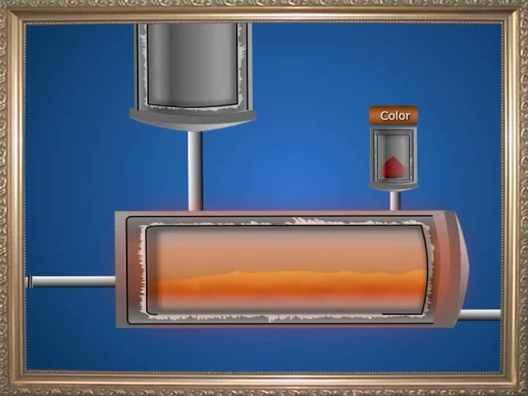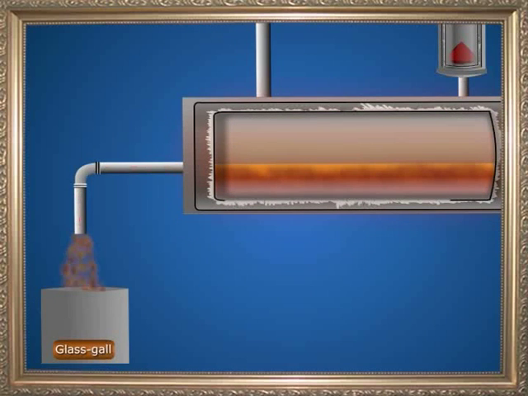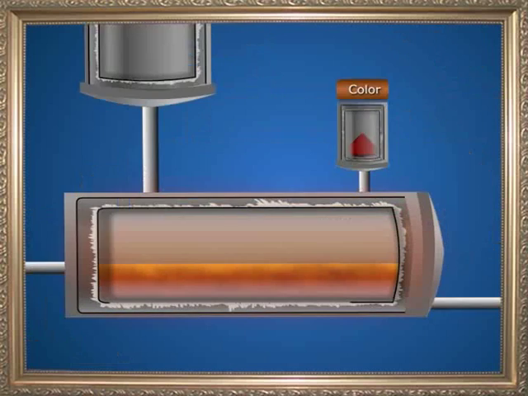Then a chemical reaction takes place. The three raw materials at this temperature form glass, which is in a liquid state, and the impurity formed is called glass gall. At this stage, the glass gall is removed, and if colored glass is required, then colored salt is added to the process.